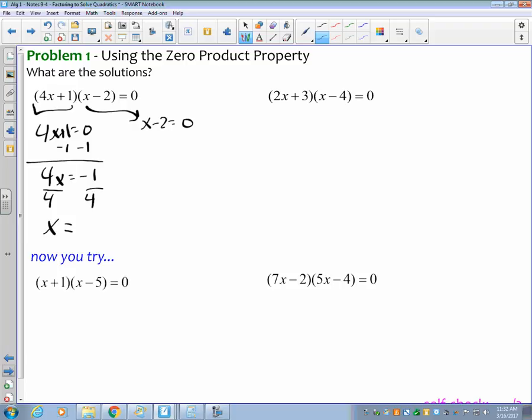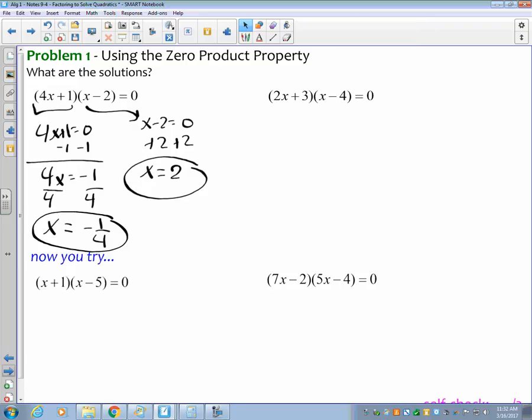Go ahead and say it. We are not afraid of fractions. One of my answers is x equals -1/4. Add 2 to both sides for the other one, and my second answer is x equals 2. So both of these are solutions to this problem. You need to list both in order to get full credit, because both of them are solutions.